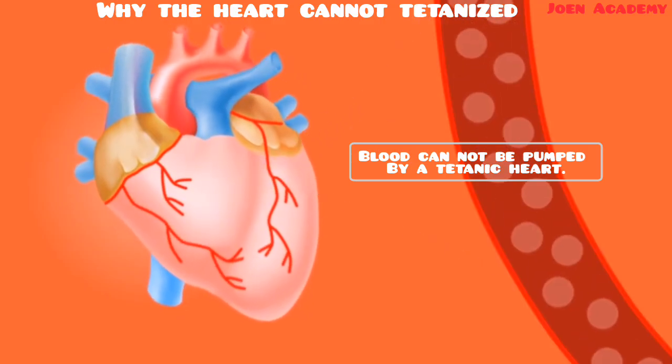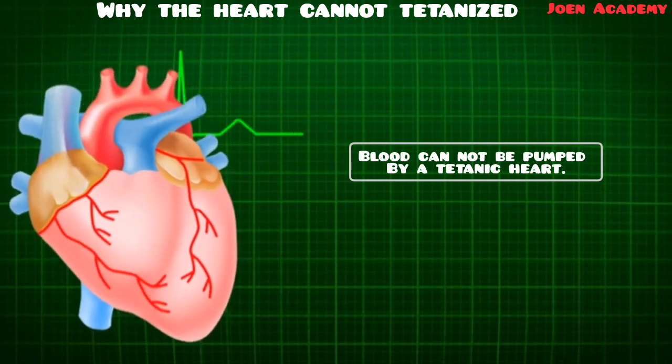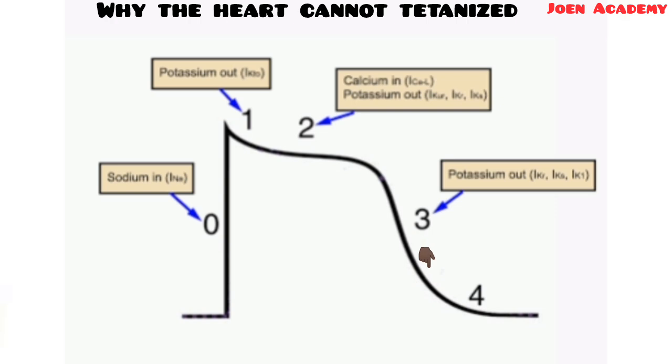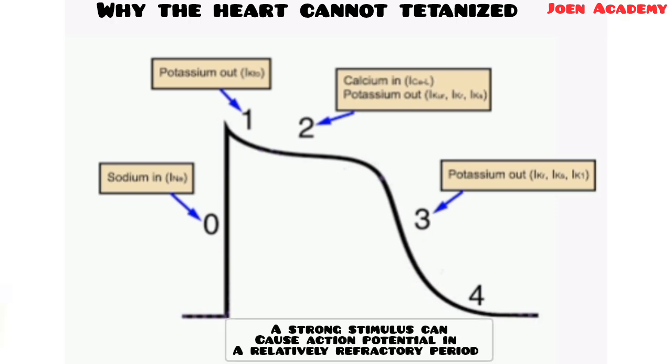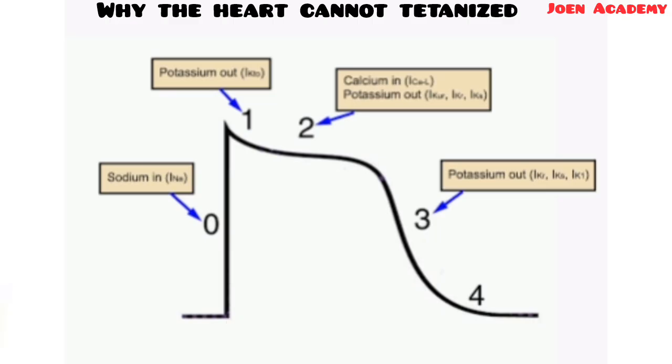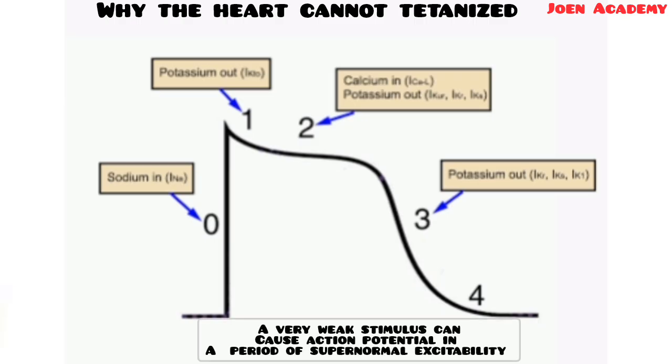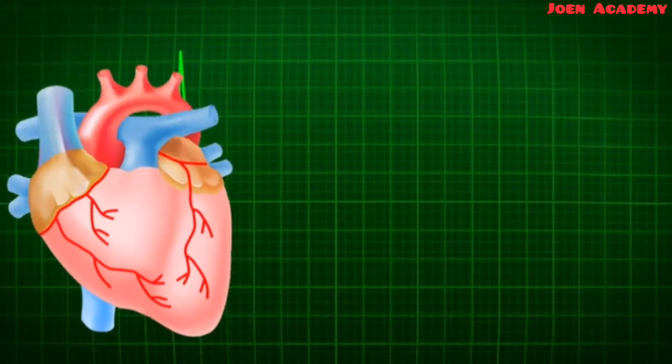As repolarization progresses beyond the threshold potential down to the end of phase 3, the heart enters a relative refractory period during which a strong stimulus can cause a response. Immediately following the relative refractory period is a period of supernormal excitability, when the heart is very vulnerable, such that a relatively weak stimulus can evoke a response.